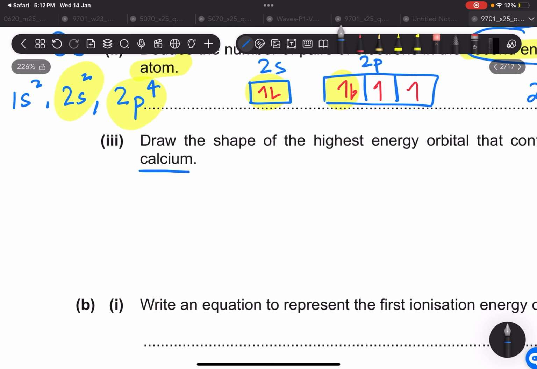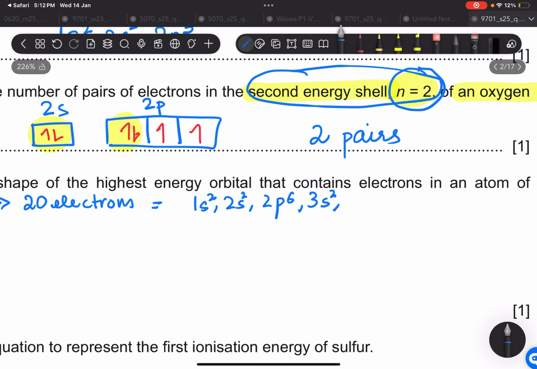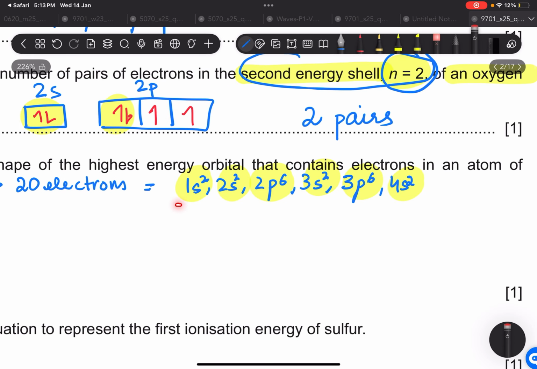For that, we need to write the full electronic configuration of calcium. Okay. Calcium has 20 electrons, and the electronic configuration for 20 electrons is 1s2, 2s2, 2p6, 3s2, 3p6, 4s2. Now these are 20 electrons. You can count 2 plus 2, 4 plus 6, 10, then 6 plus 2 plus 2 again 10, 10 plus 10, 20. These are 20 electrons.